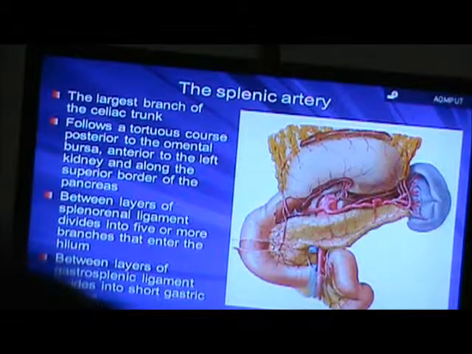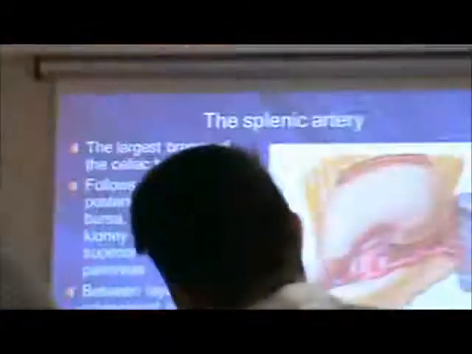The splenic artery is the largest branch of the celiac trunk. It follows a tortuous course posterior to the omental bursa, so it also forms the bed of the stomach, and anterior to the left kidney and along the superior border of the pancreas.